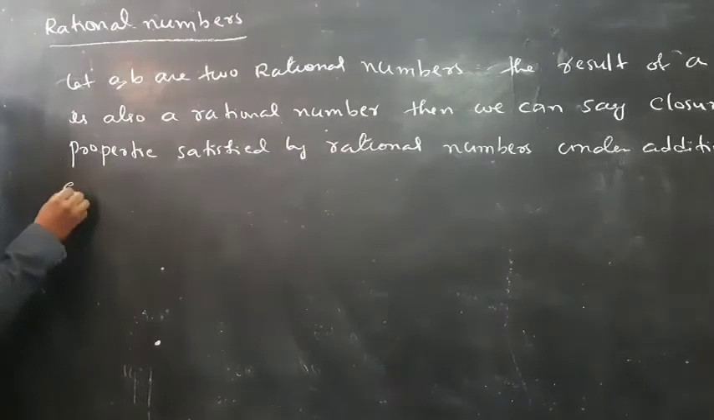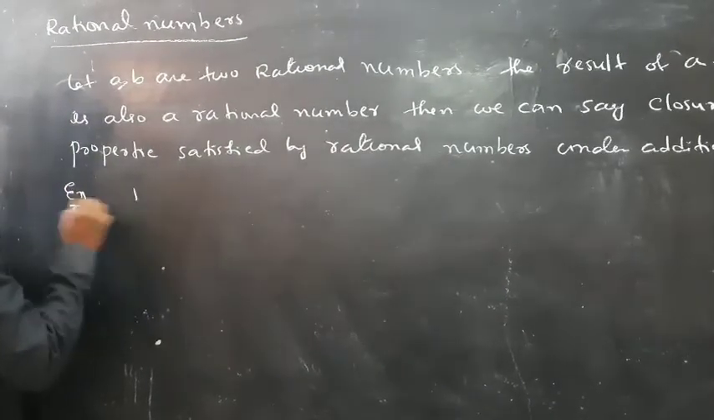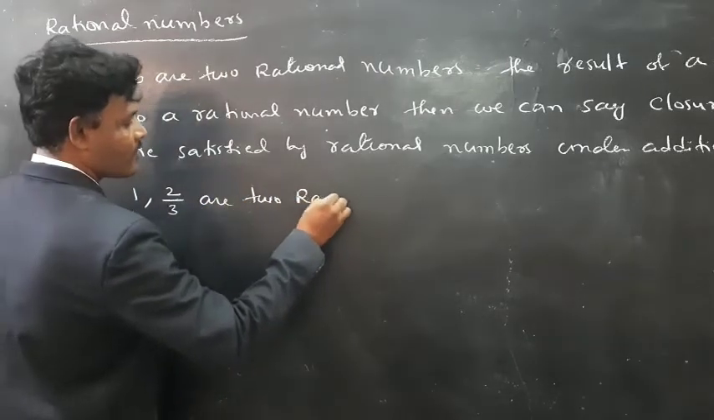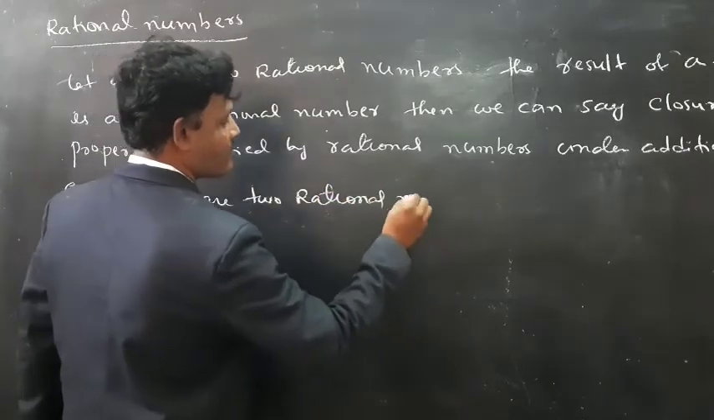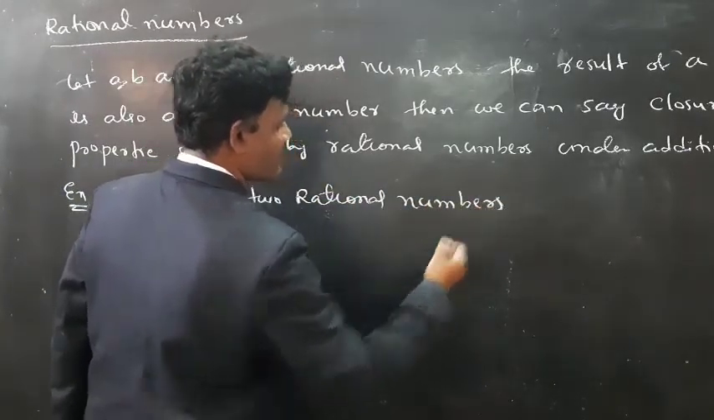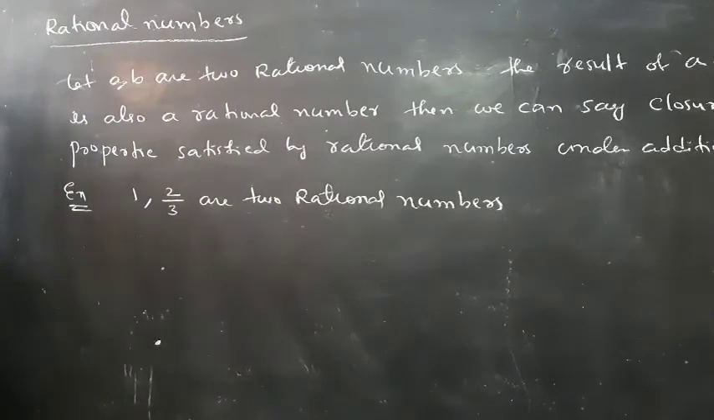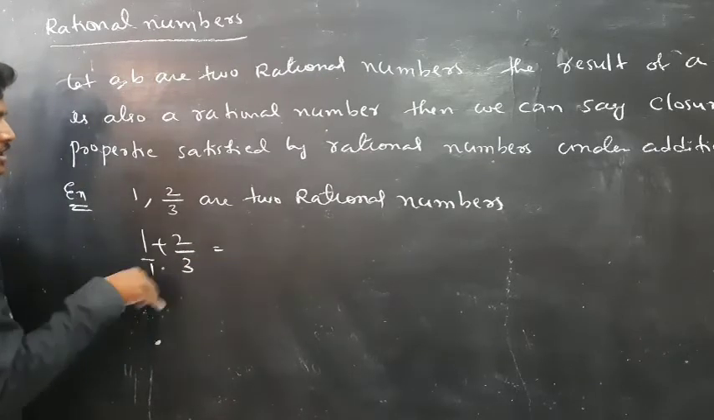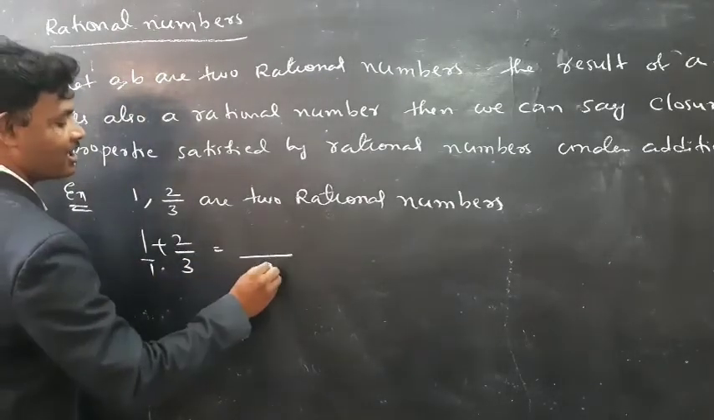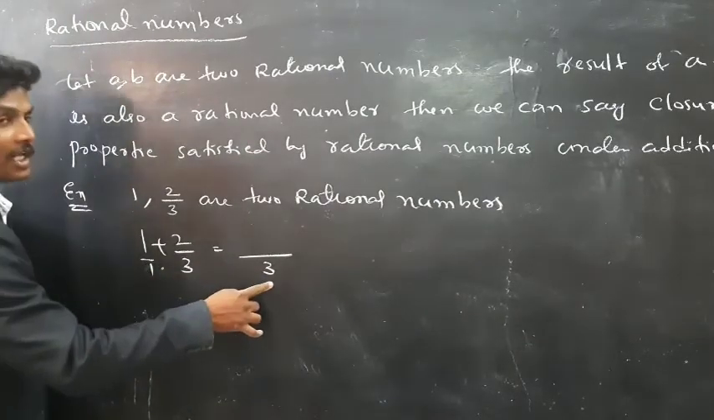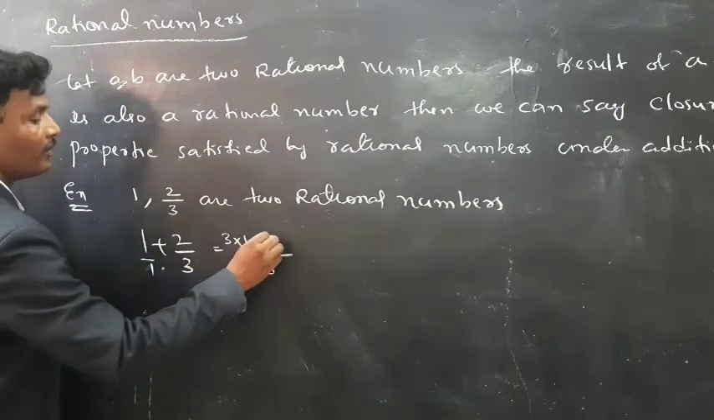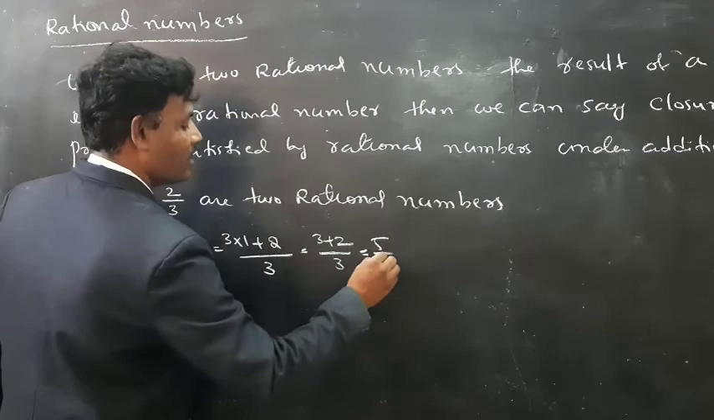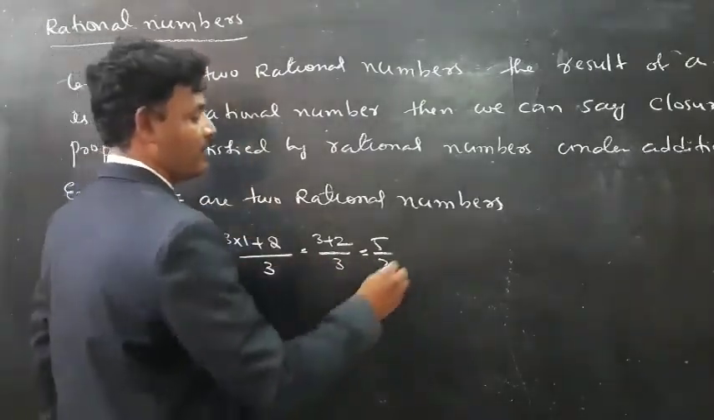Now I am going to take some examples. See, 1, 2 by 3 are two rational numbers. Then I am going to add these two numbers, 1 plus 2 by 3. To add these numbers, I have to take the LCM. Here, what is the LCM? 3 is the LCM. In the 1 table, 3 goes 3 times. So it is (3 into 1 plus 2) by 3, which is equal to 5 by 3. 5 by 3 is also a rational number.